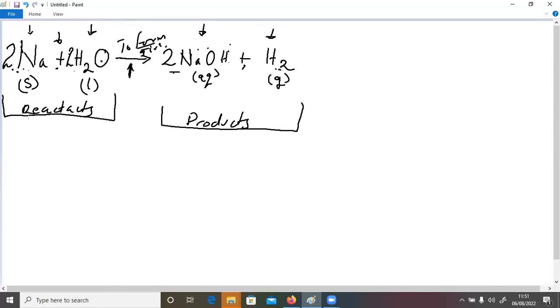So the chemical equation will show you the reactants, the products. It will show you the state symbols. This guy was solid, this other guy was liquid, the guy who was formed is an aqueous solution, and the other guy who was formed is the hydrogen gas, which was evolved. Okay, that's what we get from this chemical equation.